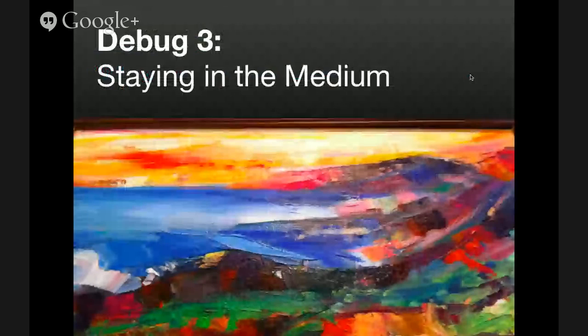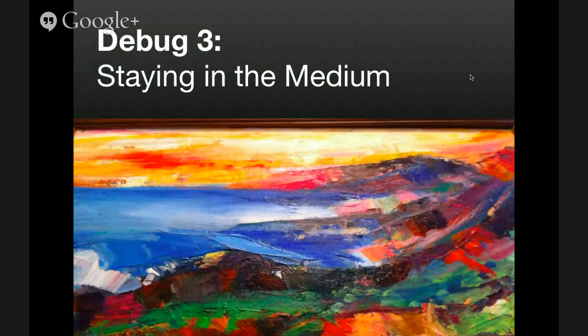All right, so debug number 3. This is a lot more of a psychological debug, and this is a painting that my wife did.